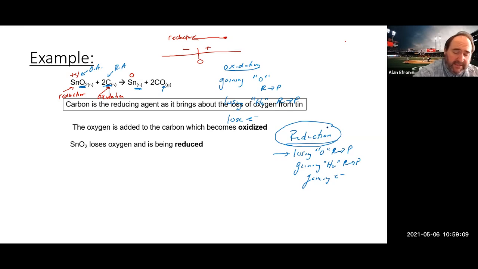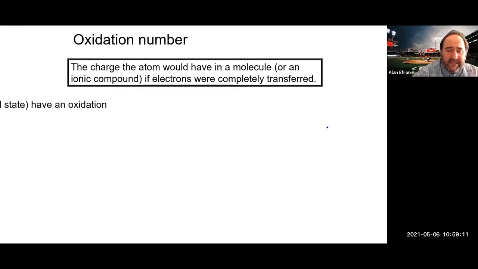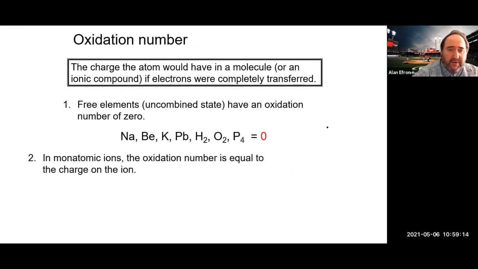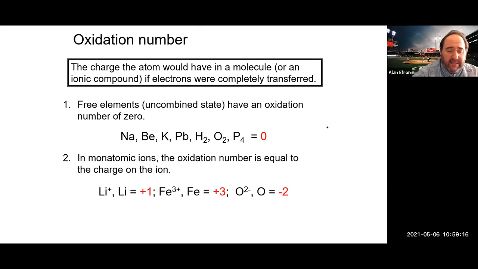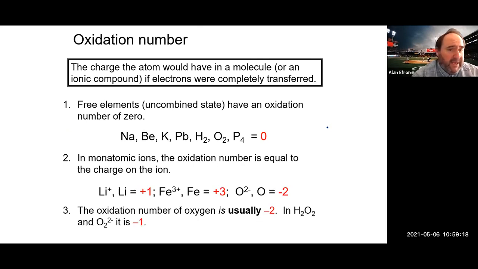So how do we know these things? Clearly, as you could be seeing, the oxidation number, or the oxidation state, is really an important aspect of what is being oxidized and what is being reduced. So the oxidation number, again, sometimes referred to as the oxidation state, is basically the charge the atom would have if all the electrons were completely transferred.